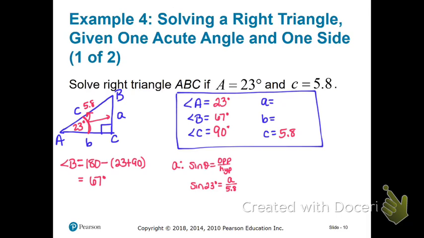Now, can we solve for side A? How? Well, I got that A divided by 5.8. How do I get rid of 5.8? Multiply. Okay. So multiply both sides by 5.8. So I get A is equal to 5.8 sine of 23 degrees. And can I type that in my calculator? Yeah, just make sure you're in degree mode. So type that in and let's see what we get. All right, so you said you got 2.266.